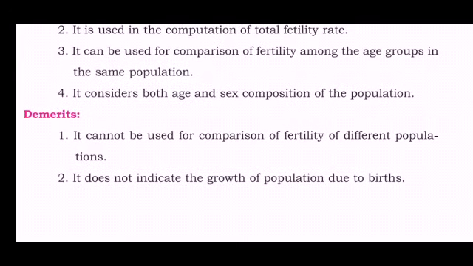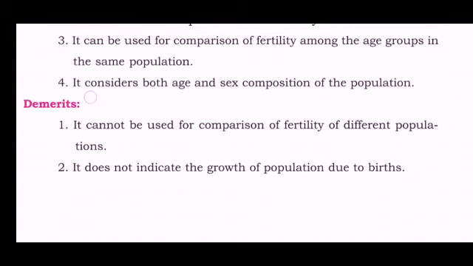So here both gender and age are taken into account. And the demerits: it cannot be used for comparison of fertility of different populations. So this ASFR cannot be used to compare with other locations. It doesn't allow that, because, as I said while discussing the definition itself, the age group wise fertility rate will be different. We can compare only when everything is the same in two different locations. So here we cannot compare them.